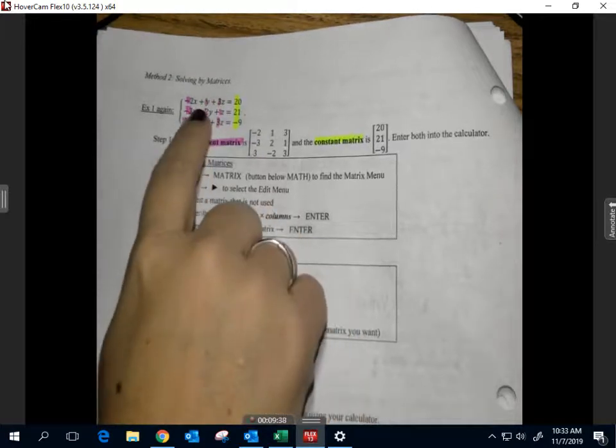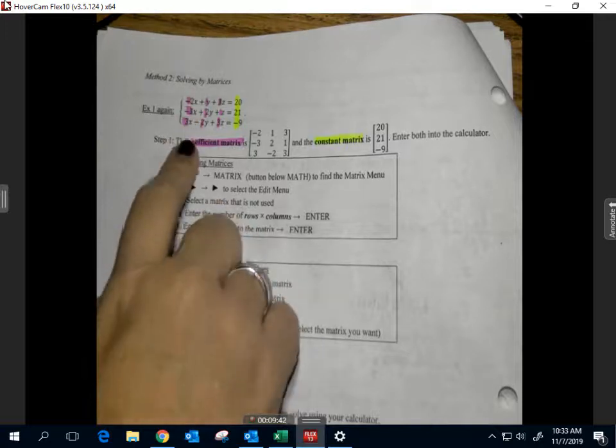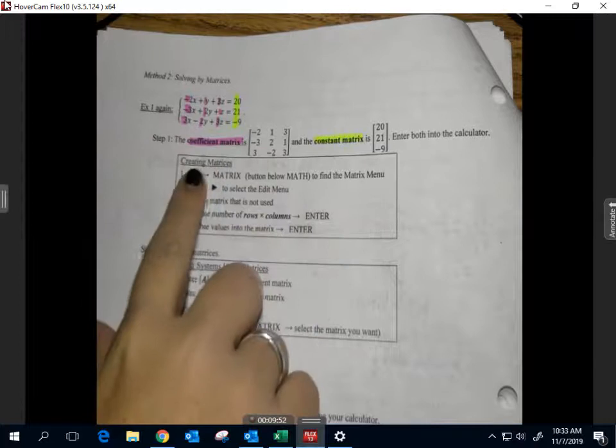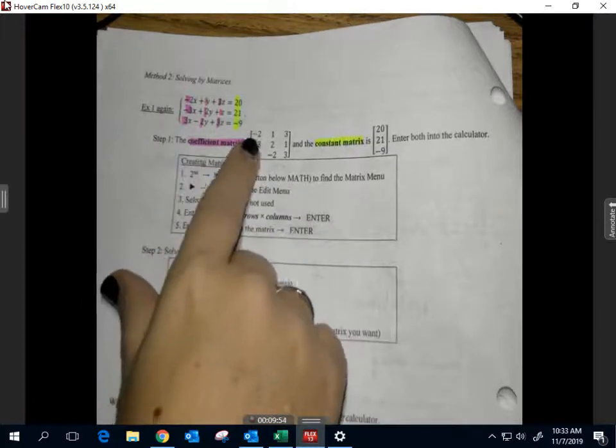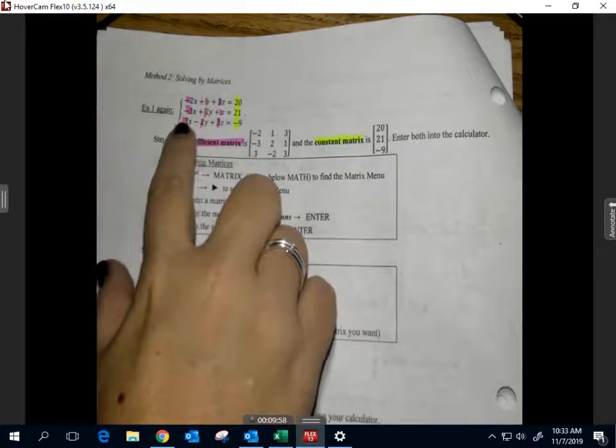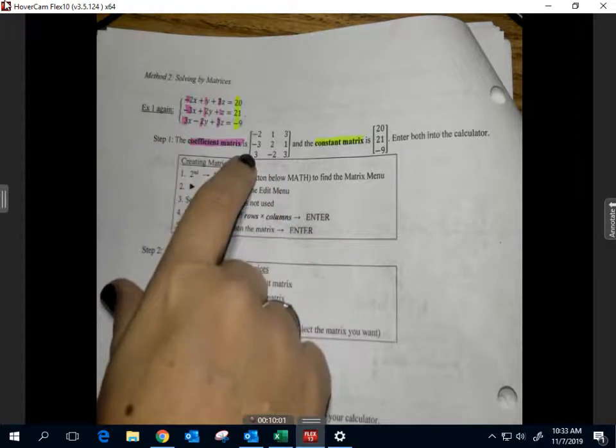So, like you can see, for the x, see how all the x's are in one column, y's are in a column, z's are in a column. Do you see that? That's how they have to be written in order to do this. Your equations have to be set up this way. So they took -2, -3, and 3 from the x values. Okay, those are the coefficients for the x.